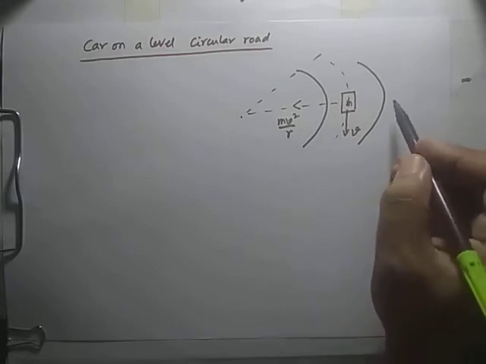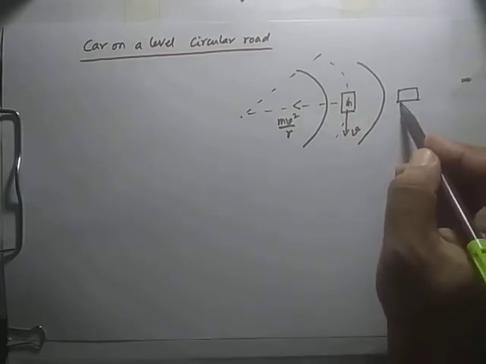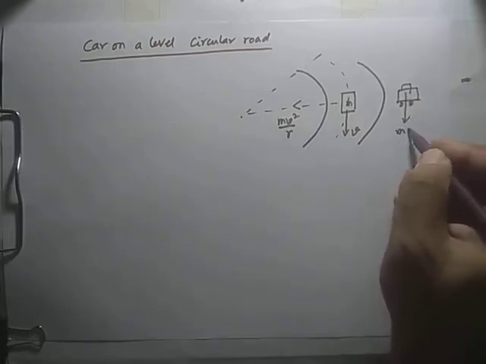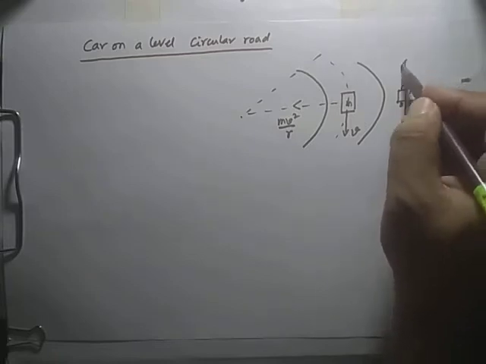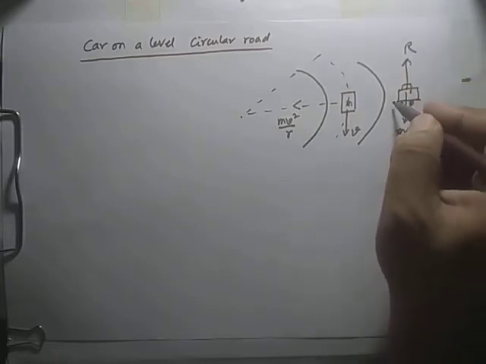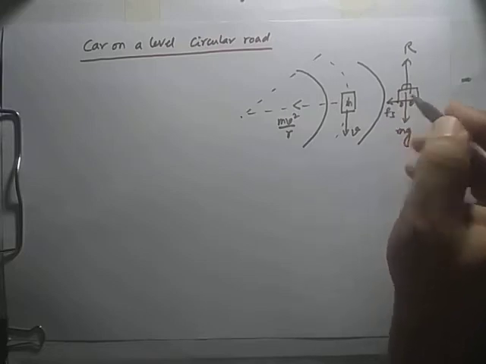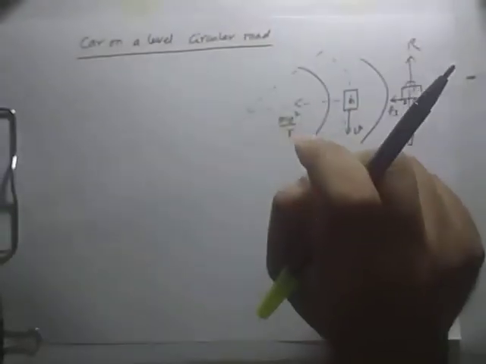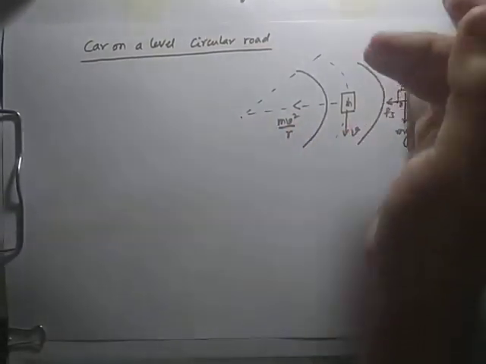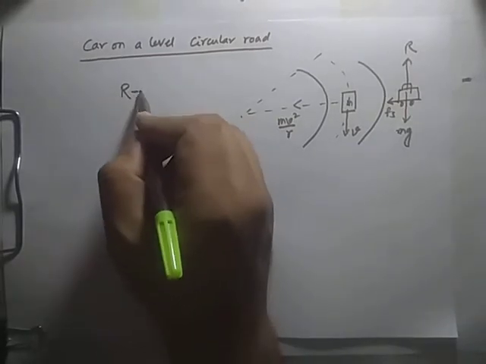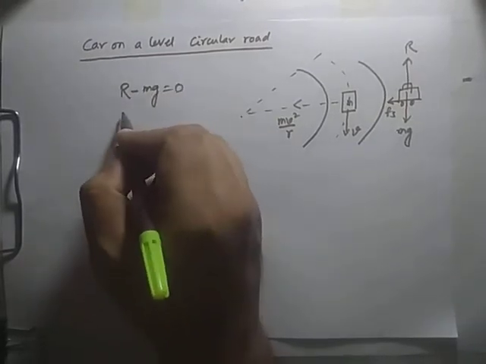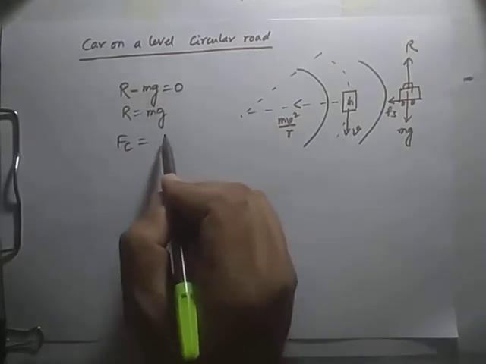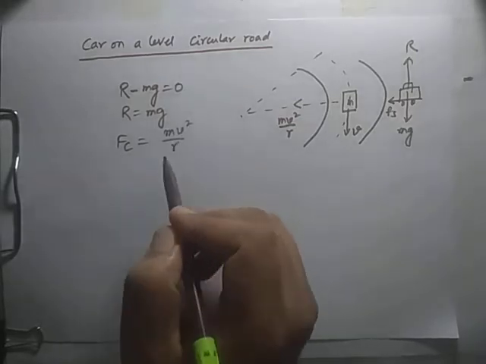Now if I find the other forces on the car, this is the car, and mg is working in the downward direction, R is working in the upward direction, and this force Fs is working in this direction, which will provide the necessary centripetal force. So from this relation you can find R minus mg is equal to 0, or R is equal to mg, and Fc is equal to mv square by r.